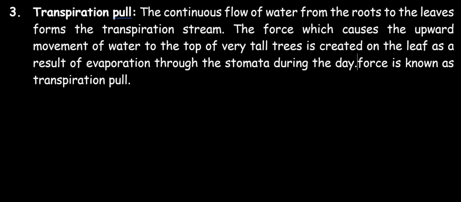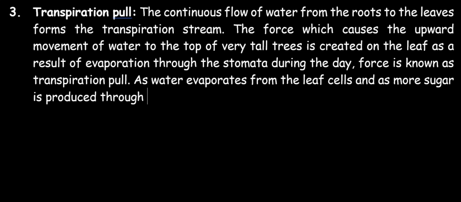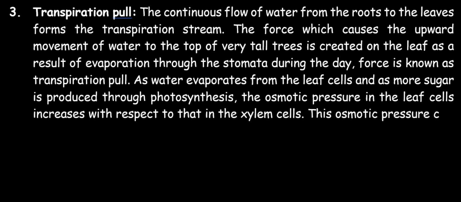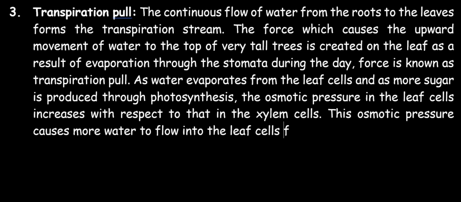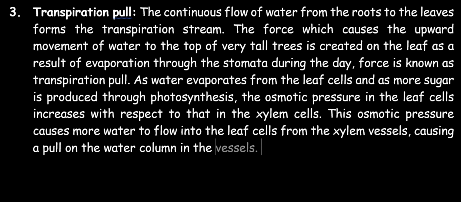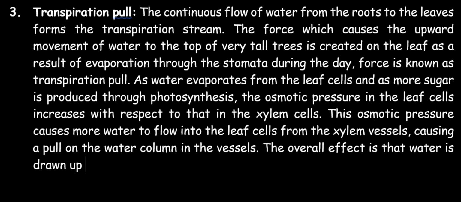As water evaporates from the leaf cells and as more sugar is produced through photosynthesis, the osmotic pressure in the leaf cells increases with respect to that in the xylem cells. This osmotic pressure causes more water to flow into the leaf cells from the xylem vessels, causing a pull on the water column in the vessels. The overall effect is that water is drawn up into the plant from the soil.